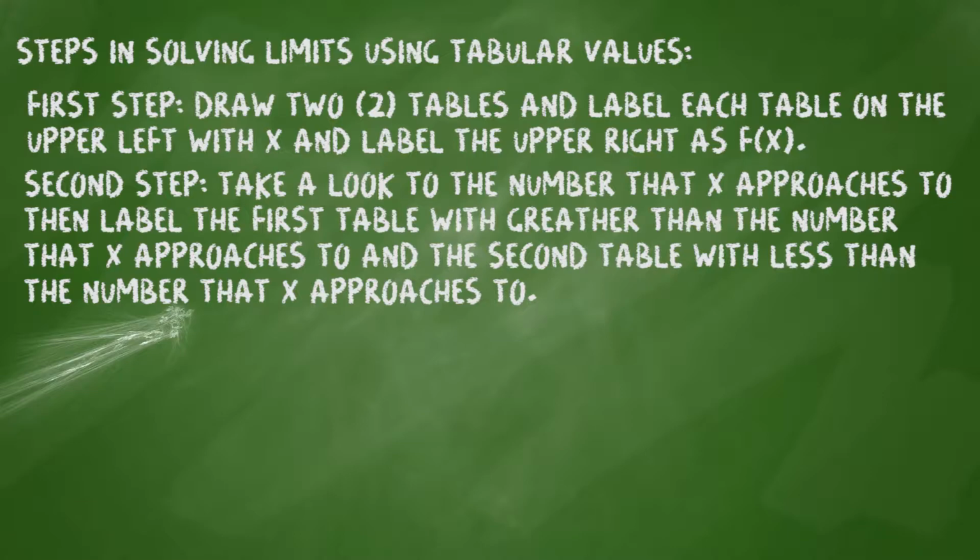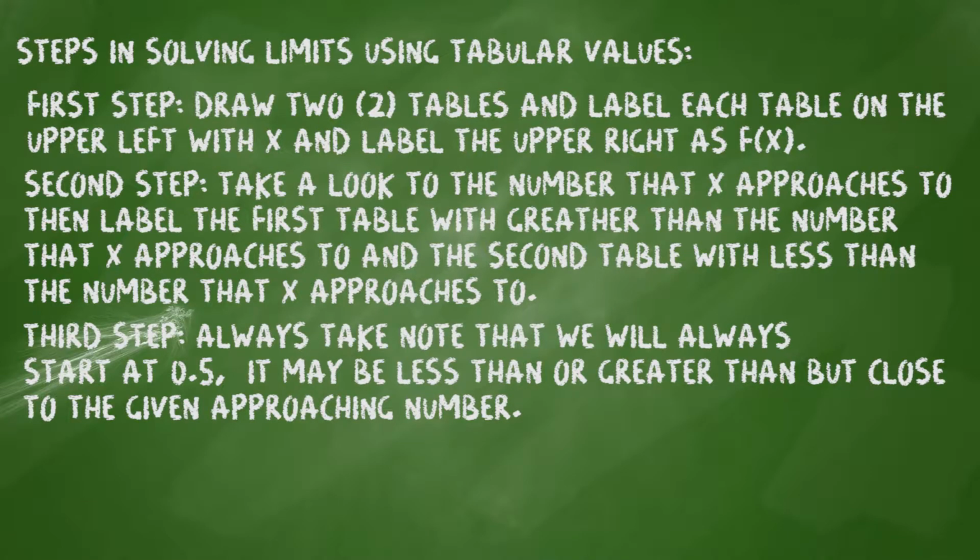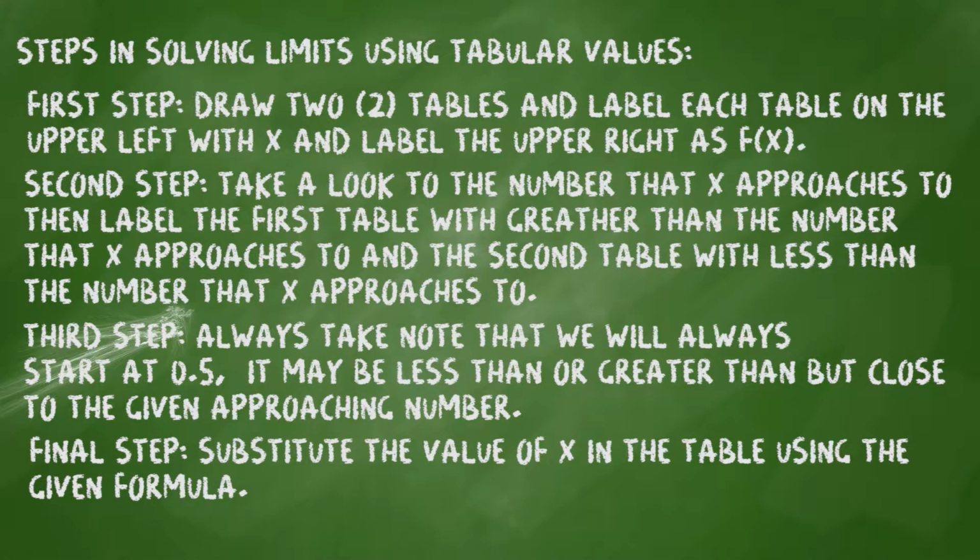Third step, always take note that we will always start at 0.5. It may be less than or greater than but close to the given approaching number. And the fourth and final step, substitute the value of x in the table using the given formula.